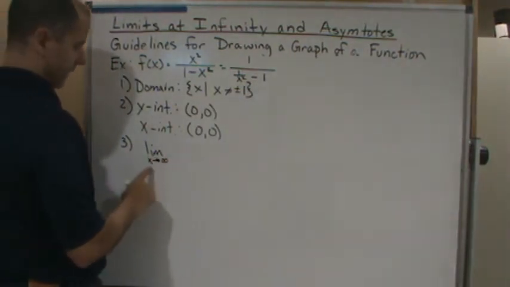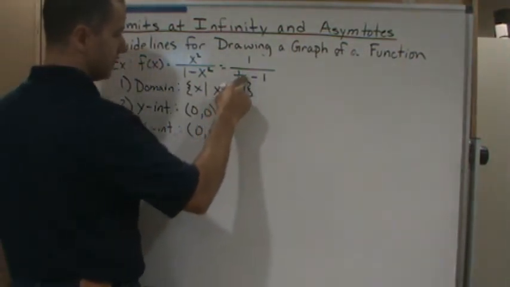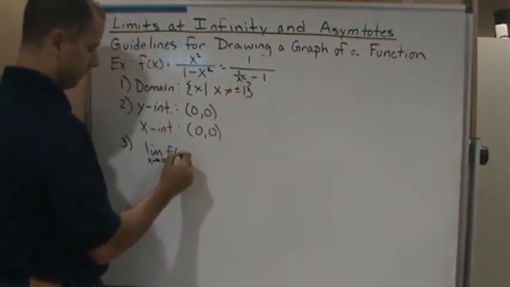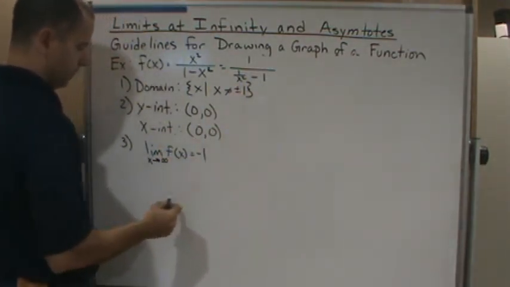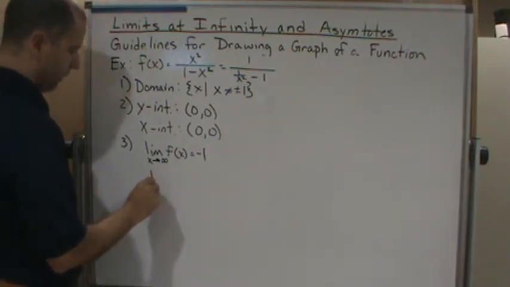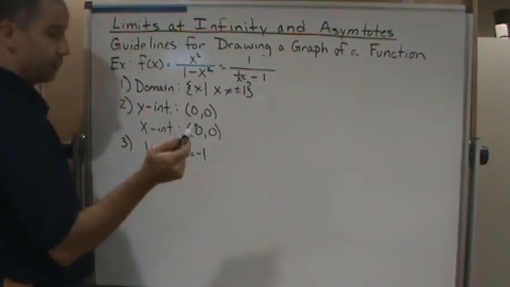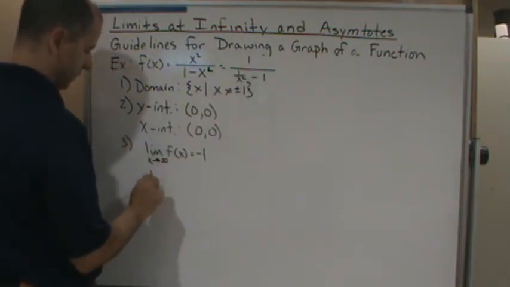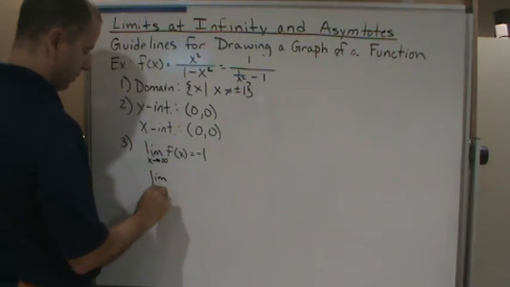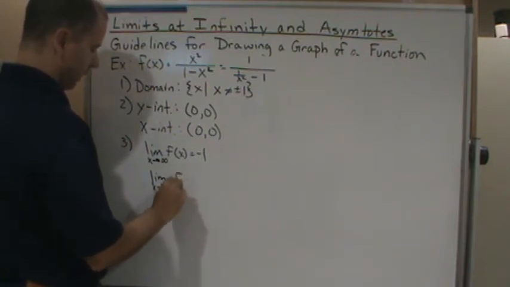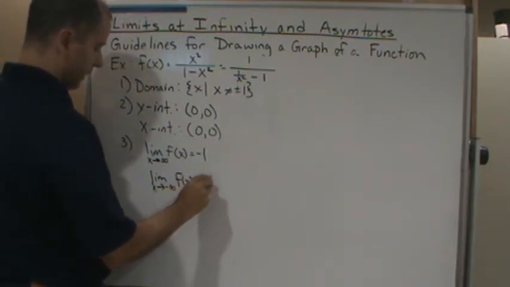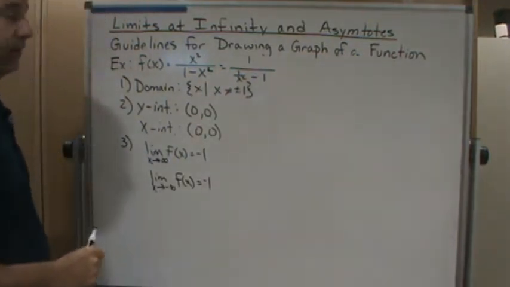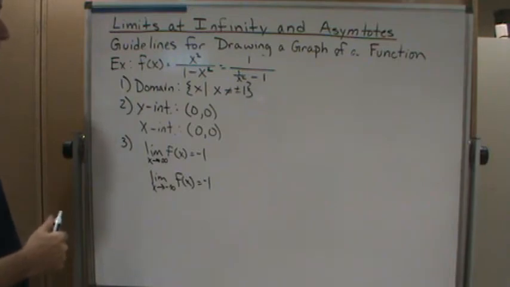Now as x goes to positive infinity, what happens? This goes to 0 and this goes to negative 1. And what happens if you go to negative infinity? It's the same thing. So the limit as x approaches negative infinity of f of x is still going to be negative 1, because this is still going to go to 0. Whether you're going to positive infinity or negative infinity, it's still going to 0.